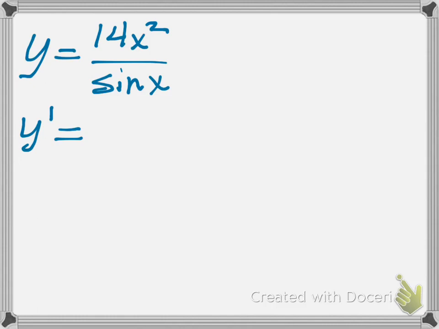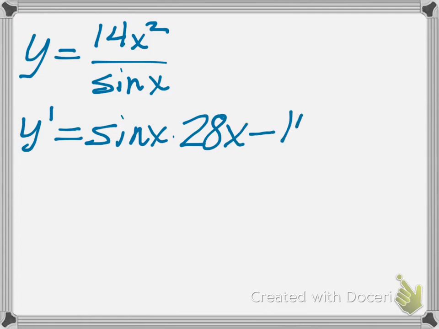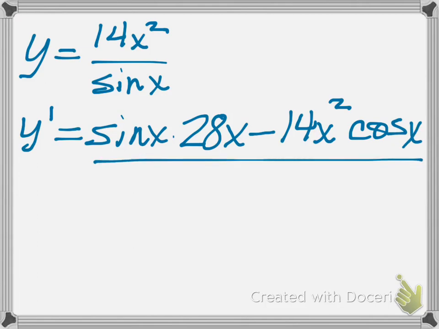So we want to do the bottom times the derivative of the top. Well, the derivative of the top will be 28x, minus the top times the derivative of the bottom. And the derivative of sine of x is cosine of x. And that's all over the bottom squared.